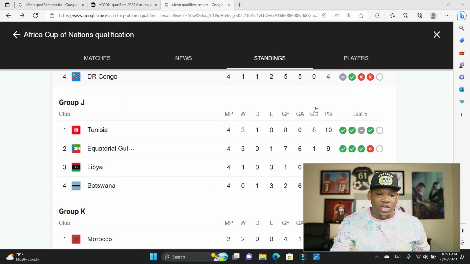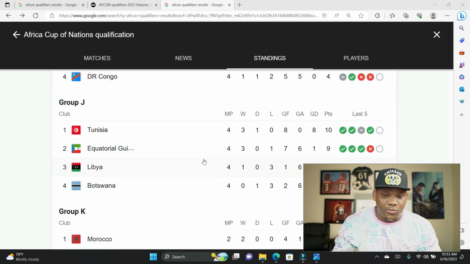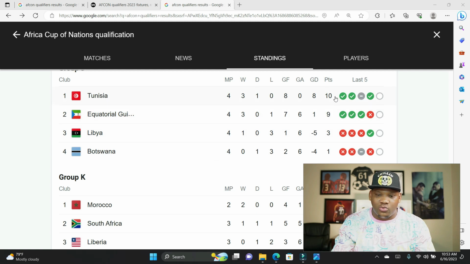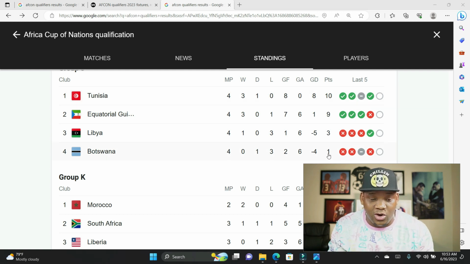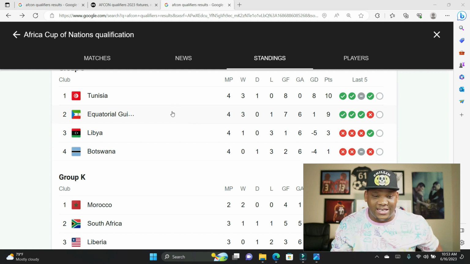Group J: Tunisia, Equatorial Guinea, Libya, and Botswana. Tunisia is already sure to go through, because the third team, Libya, cannot catch them anymore. Neither, of course, can Botswana catch them any longer. So it's going to be Equatorial Guinea. They're going to try to get 1 point, get them through, and get Libya out of the way.